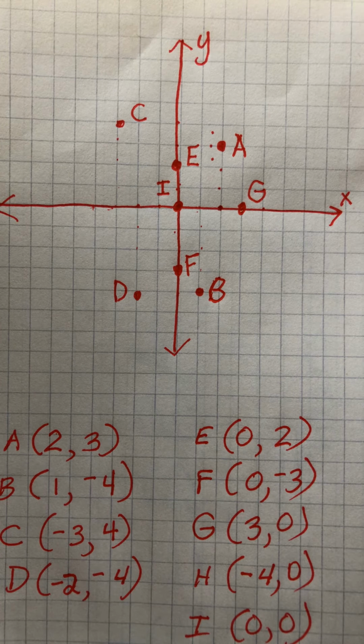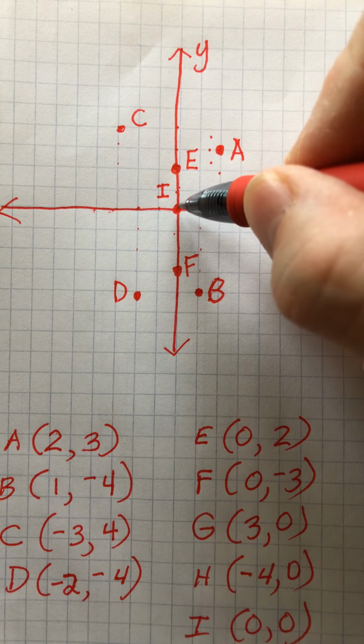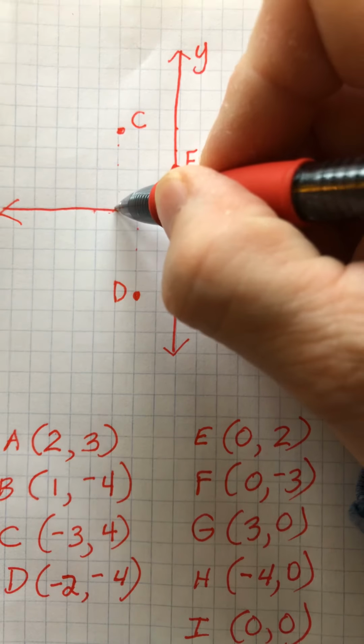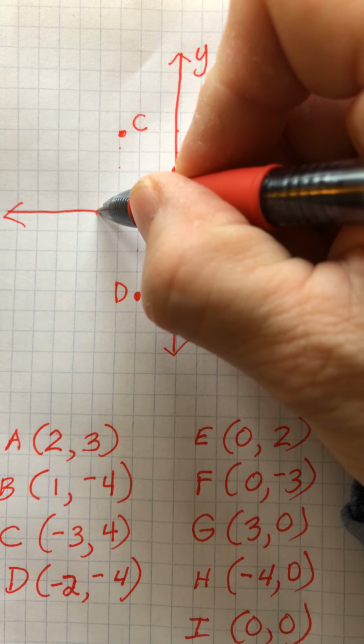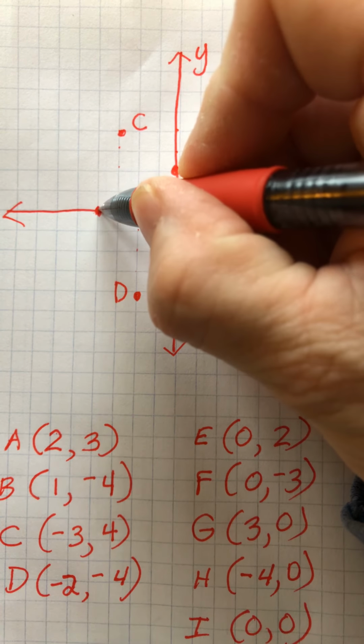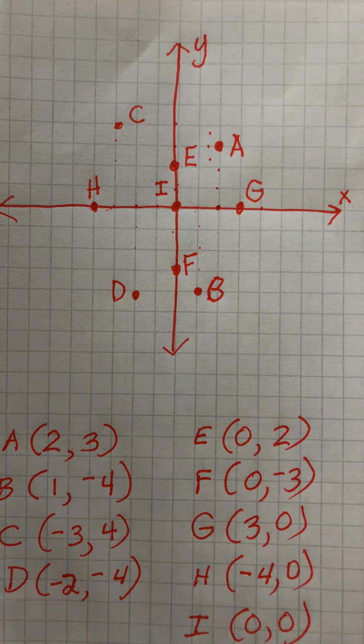Now let's try point H. This one, I start at the origin. I'm going to go in a negative direction, -4: -1, -2, -3, -4. But my y value is 0, so I don't go up or down at all. I'm going to stay right here. And this is point H.